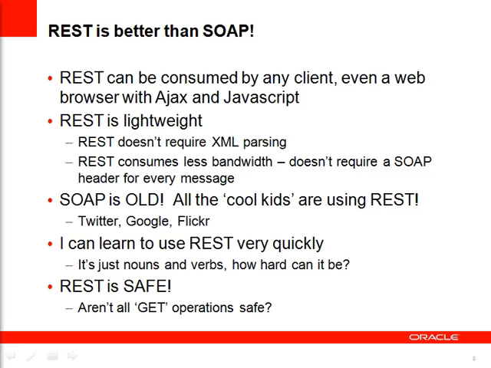One of the other arguments is that SOAP is old and all the cool kids are using REST. If you look at the current consumer-facing web sites like Twitter, Google, Flickr, Facebook, and so on, many of these are using REST services. And it's very easy to learn how to use REST. It's just nouns and verbs and resources. So I can get a customer object, I can delete a customer object, and so on. It goes very well with the canonical data model of resources and verbs and actions.